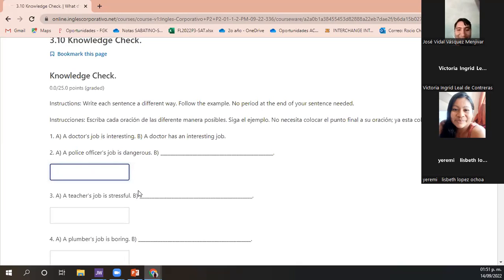¿Qué vamos a hacer entonces? Vamos a decir, a police officer has a dangerous job. Okay? A police officer has a dangerous job. ¿Qué estamos diciendo? Un policía, un oficial de policía, tiene un trabajo peligroso. Usualmente usamos los adjetivos antes del noun o del sustantivo, ¿verdad? Eso sería antes. Miren, antes del job.